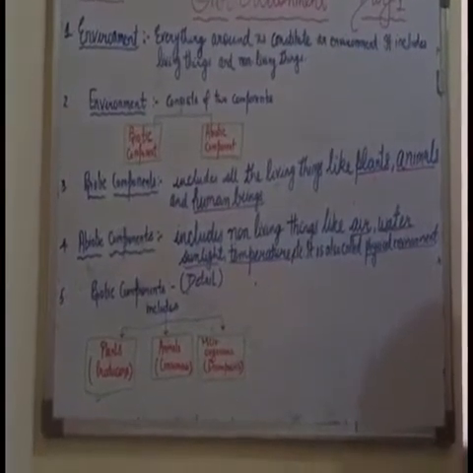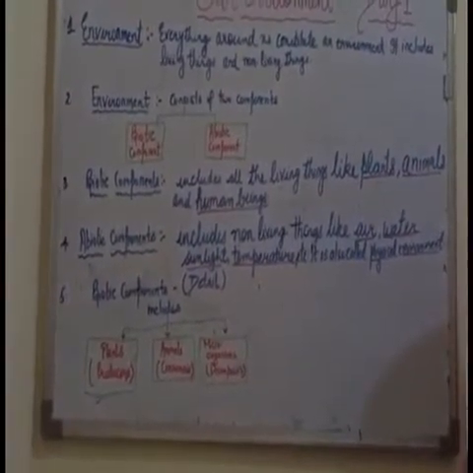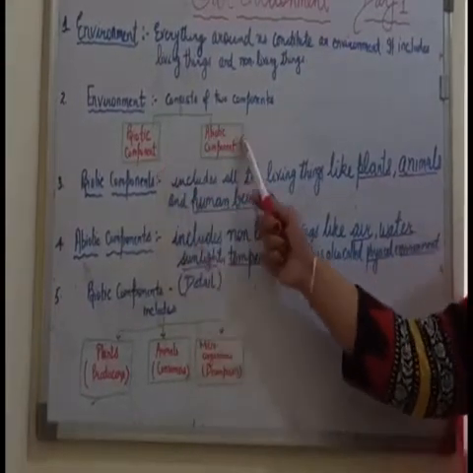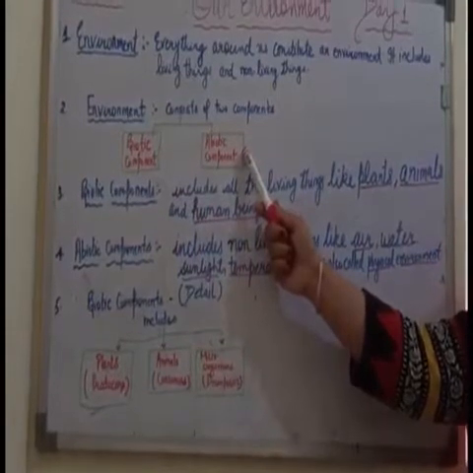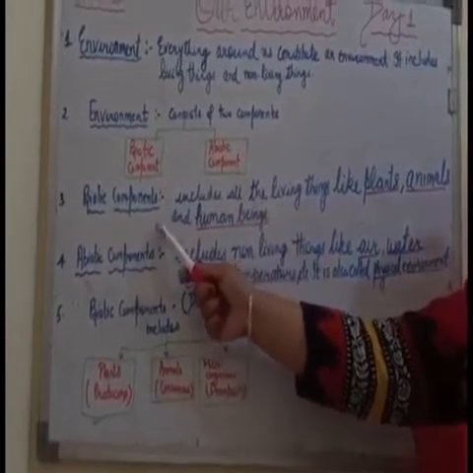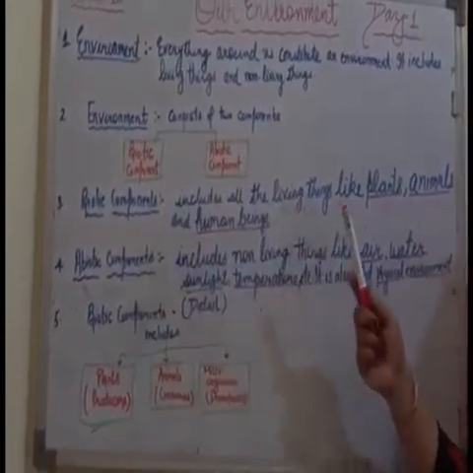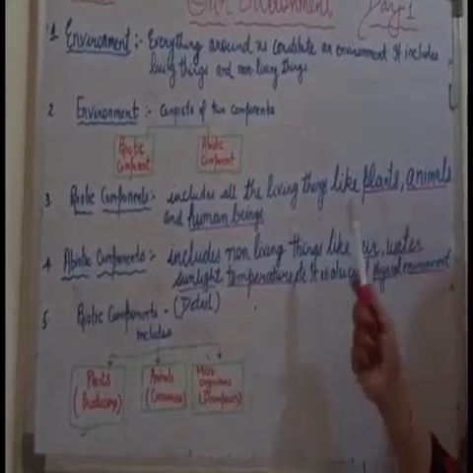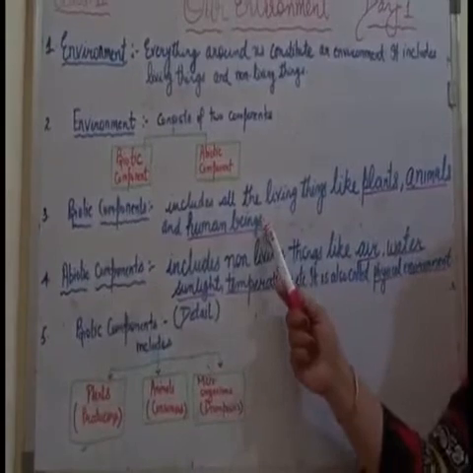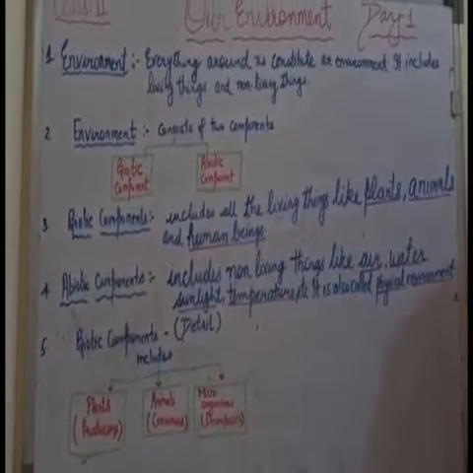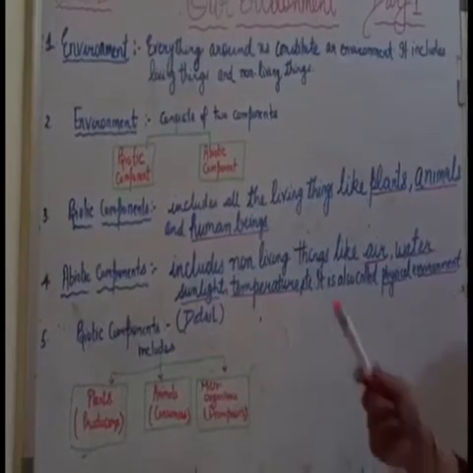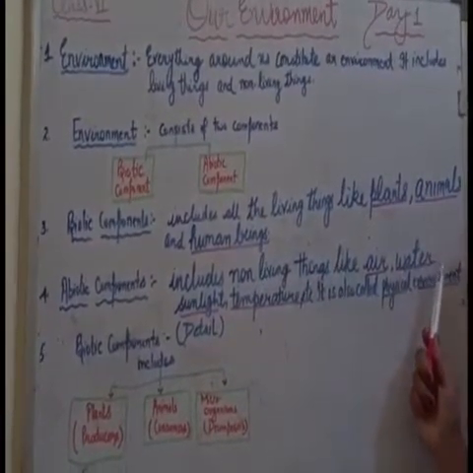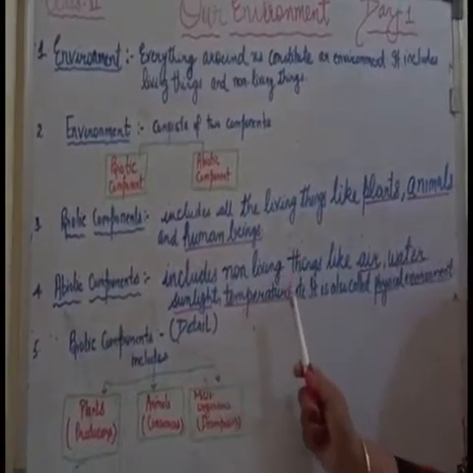So environment consists of two components. First is called biotic component and second is called abiotic components. Biotic components include all the living things like plants, animals and human beings. Coming to the next term, abiotic components, which includes non-living things like air, water, sunlight, temperature.